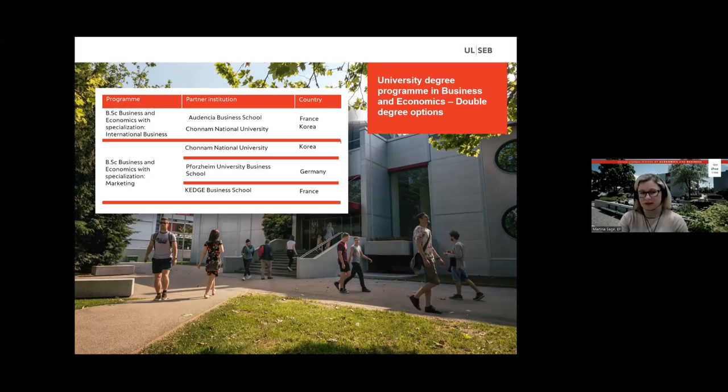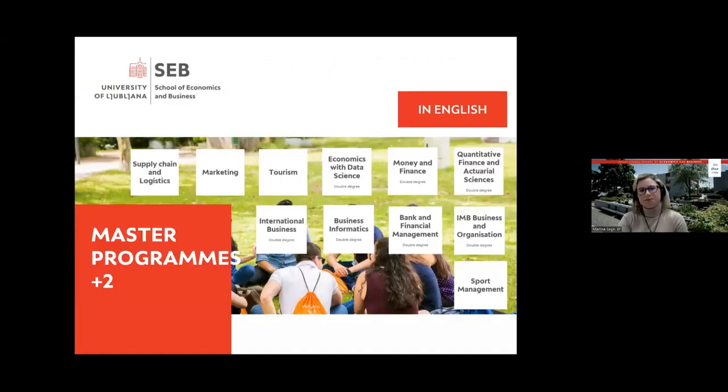If you are on the specialization marketing, you have three possibilities. So also Chonnam University in Korea, or Audencia, top business school in France, definitely. And also Germany, which is one of the top schools, Pforzheim University Business School. So you can spend 1 year there. In the end, students will receive their diploma from their school and our diploma.